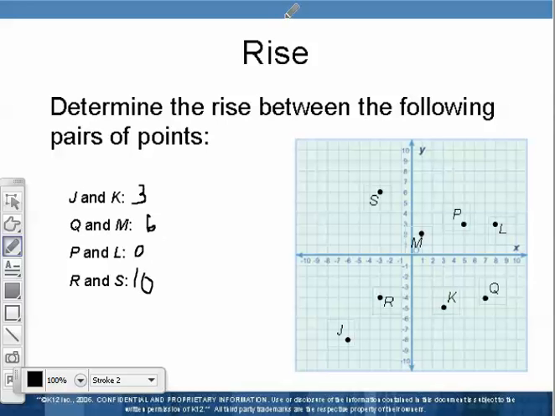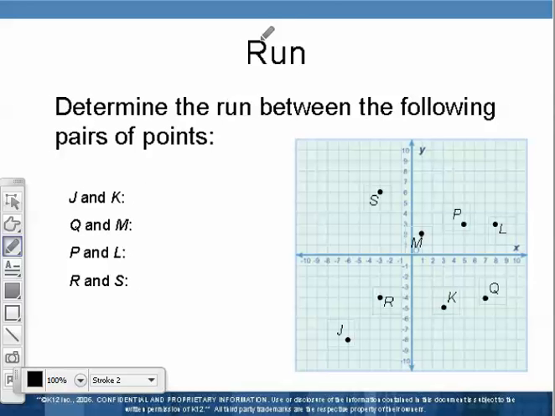Okay? So let's look at the run now. If we're looking at the run from J to K, J starts right here. We go to K, we're going over 1, 2, 3, 4, 5, 6, 7, 8, 9. Okay, so we went over 9 units there.